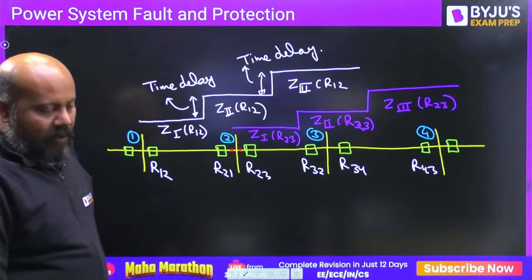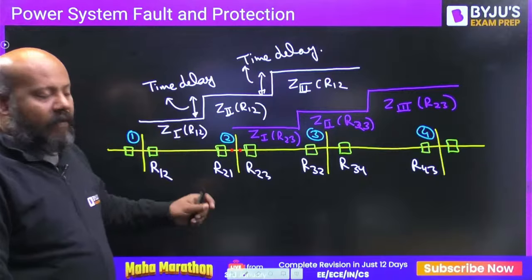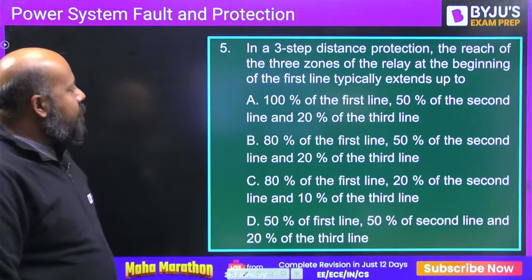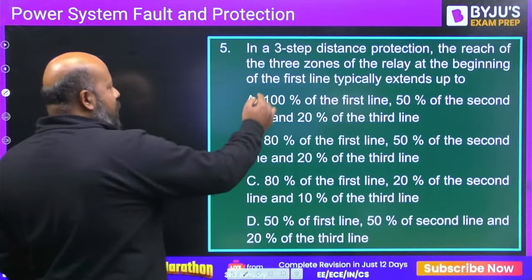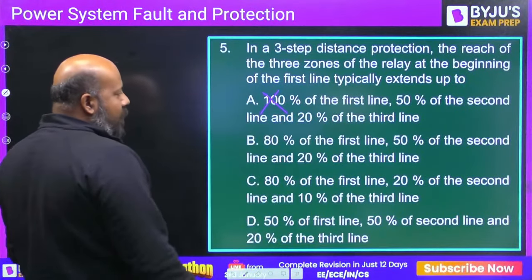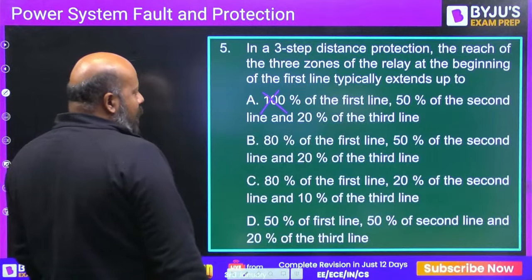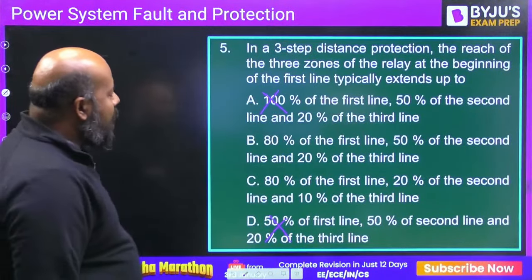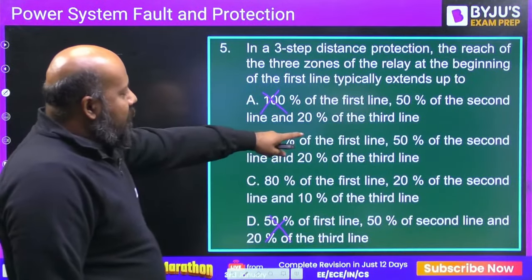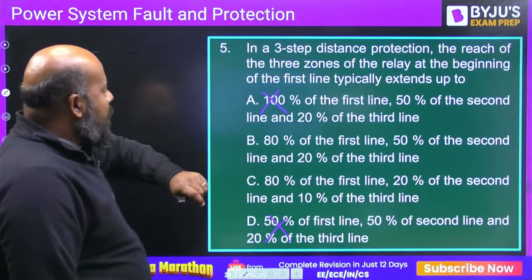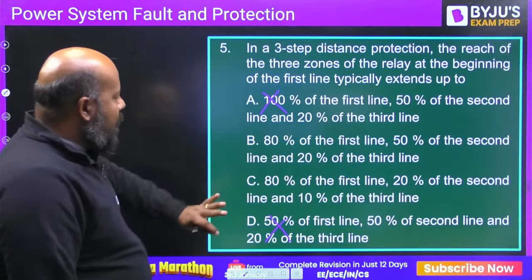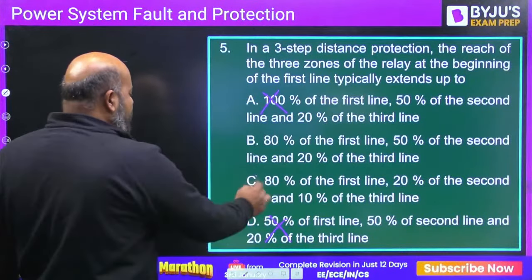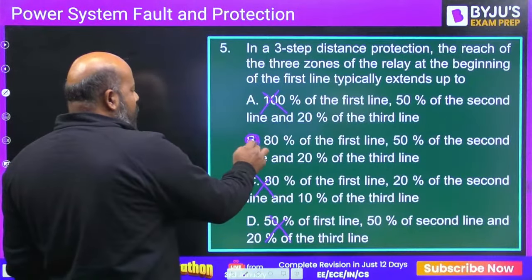Okay. So this idea you have to take in your mind when you are selecting the answer. 100% of the first line cannot be the answer. 50% is going to be very less. So only B and C options are remaining. B says 80% of the first line, 50% of the second line and 20% of the third line. This goes correct. 80% of the first line, 20% of the second line, this is incorrect. So, B is the correct option.